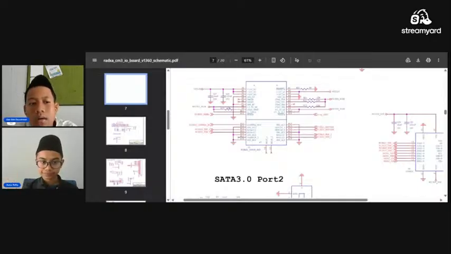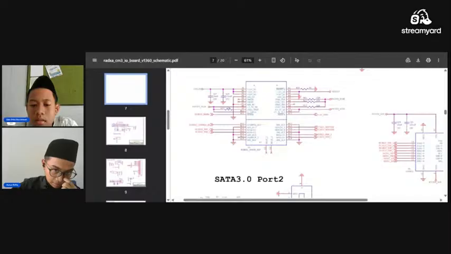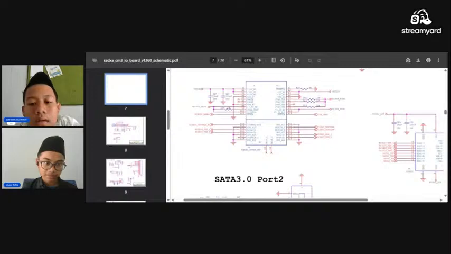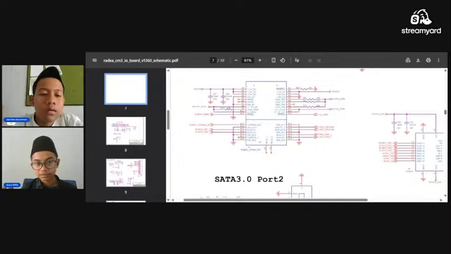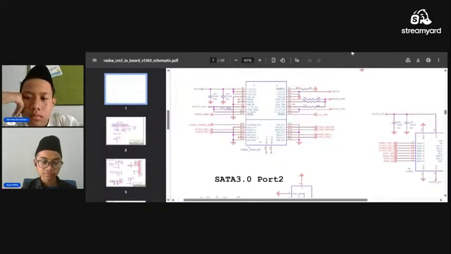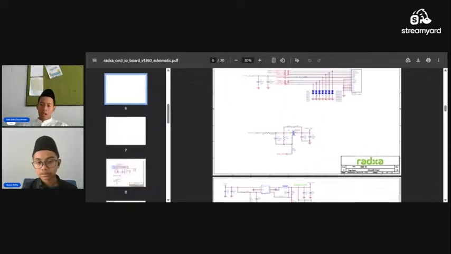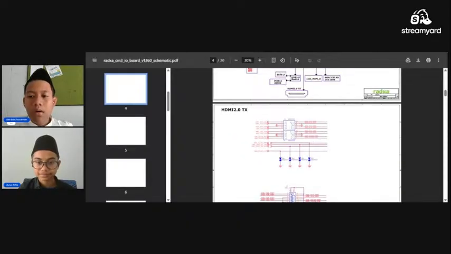I think this chip only supports X1, yes, only X1 lane. But the version of the PCIe is 2.1, and the communication is really fast, about 2.5 gigabit per second, or 5. It's also actually used for this chip.